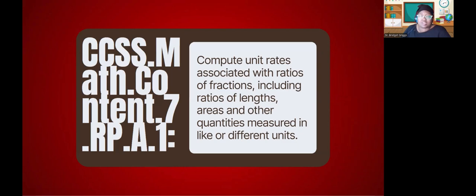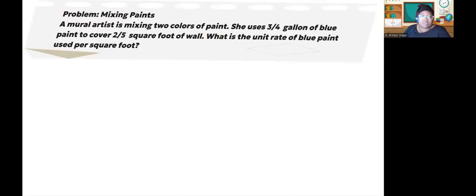So here is an example problem for us to try to solve. The problem is mixing paints. A mural artist is mixing 2 colors of paint. She uses 3/4 gallons of blue paint to cover 2/5 square foot of wall. What is the unit rate of blue paint used per square foot?